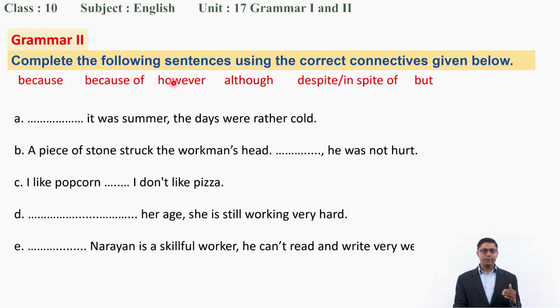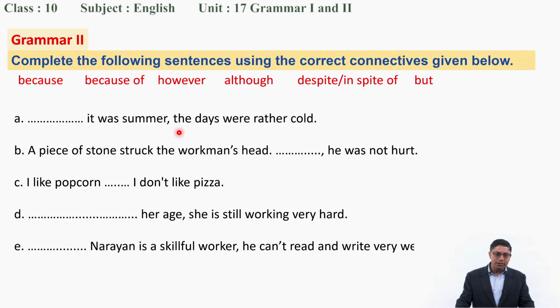So complete the following sentences using the correct connectives given below. Okay. So here we do have because of, however, although, despite or in spite of, and but. So let's begin with the first one.